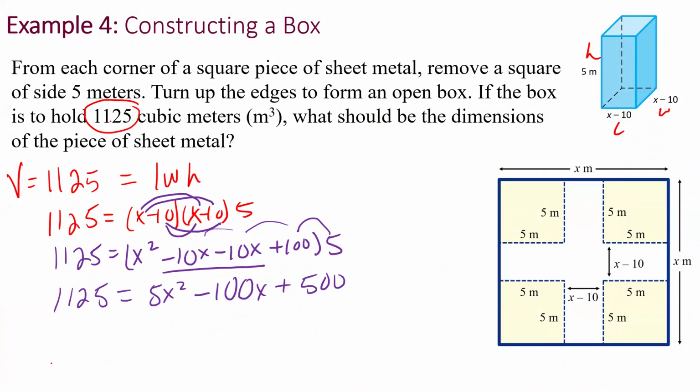So we double distribute with FOIL. We distribute our coefficient. And now we are down to what? Making this what? Equal to 0. And how do I make it equal to 0? There we go. We're subtracting 1,125. So we get down to 0 equals 5x squared minus 100x minus 625.